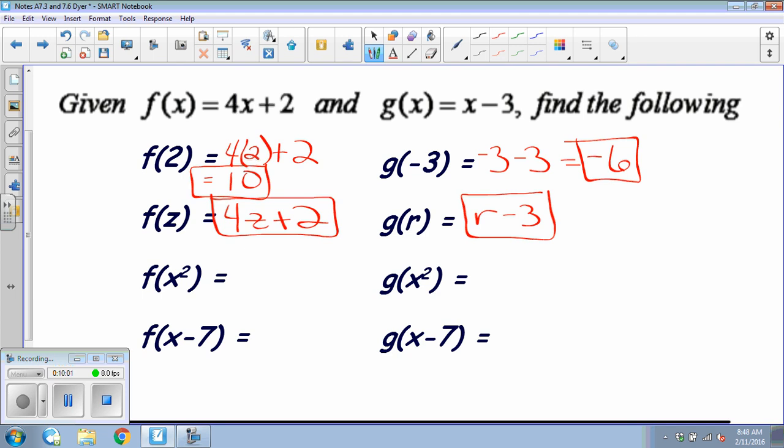So like, the f function, you would do 4x squared plus 2? Yes, I'm going to replace x with x squared. So instead of 4 times x plus 2, it's going to be 4 times x squared plus 2. Easy. That's the answer. Replace and simplify, replace and simplify. Now, g of x squared is what? X squared minus 3. Very good, x squared minus 3.